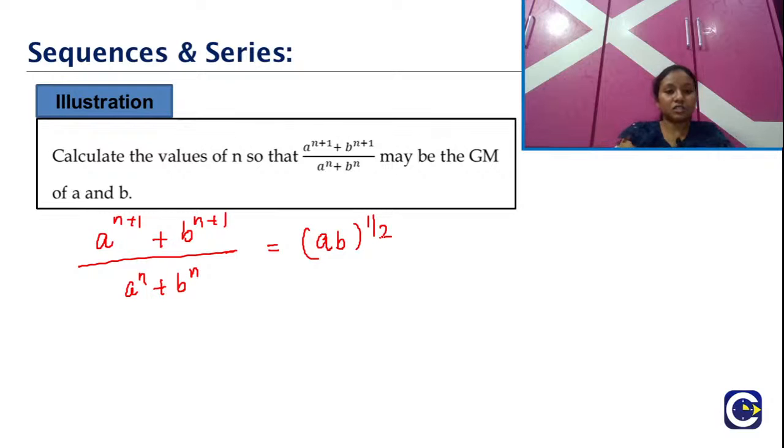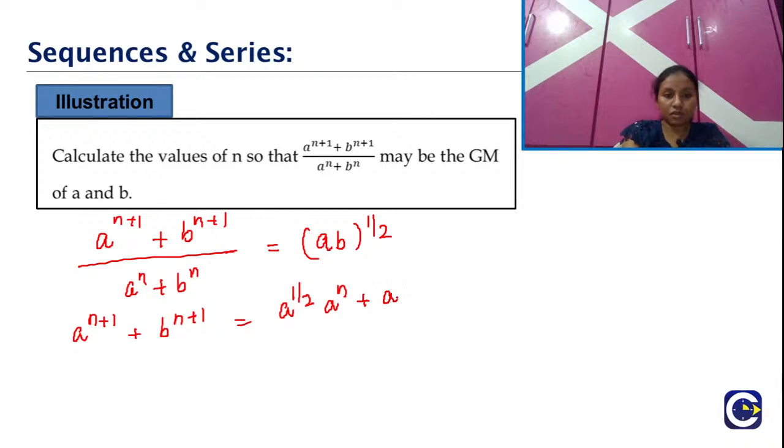So how can we simplify this? Let's first do the typical cross multiplication here, which gives a^(n+1) + b^(n+1) on one side, and on the other side a^(1/2) into a^n, the same thing, a^n into b^(1/2), and the other thing, b^n into a^(1/2) plus b^n into b^(1/2).